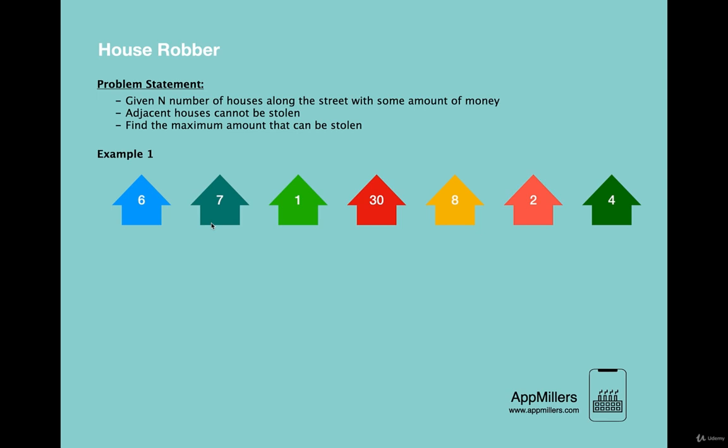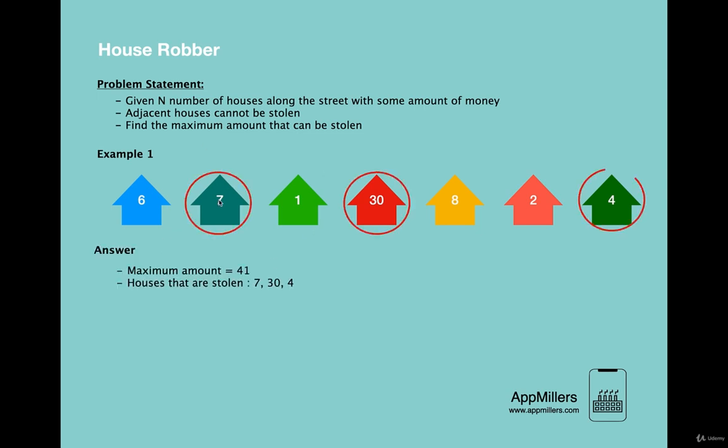Now we know from the previous section that if we solve this problem, the answer will be like this. We are robbing from the second house, then the fourth house, then the last house. Here the maximum amount is 41. If we sum up these amounts over here, we will get 41. Here you can see that we have not violated the constraint that we cannot steal from adjacent houses. So this is how our problem looks.